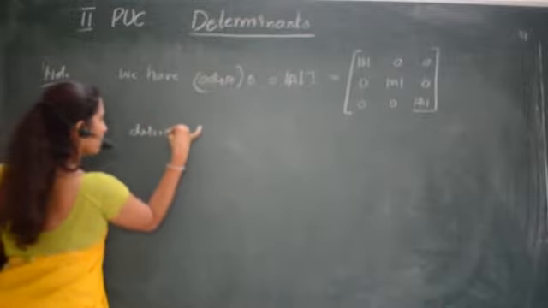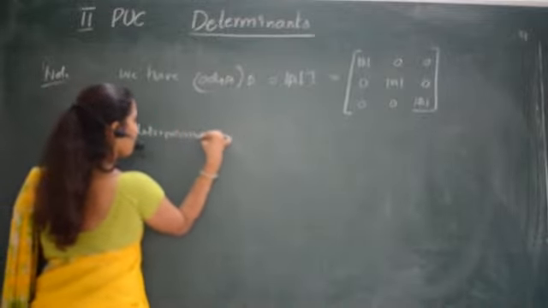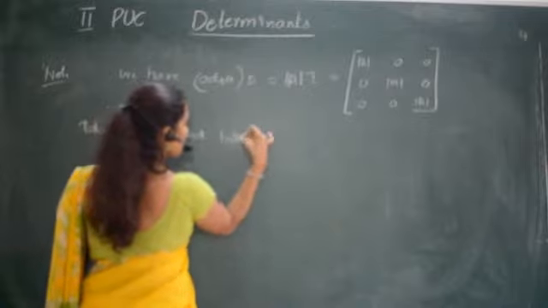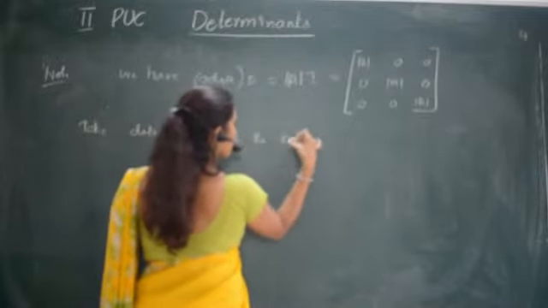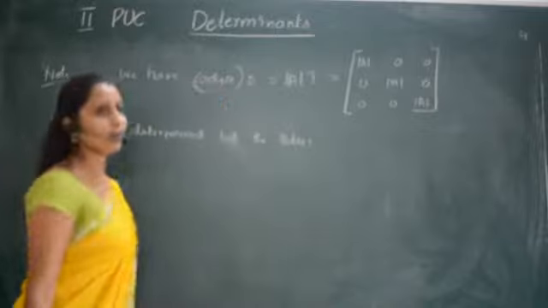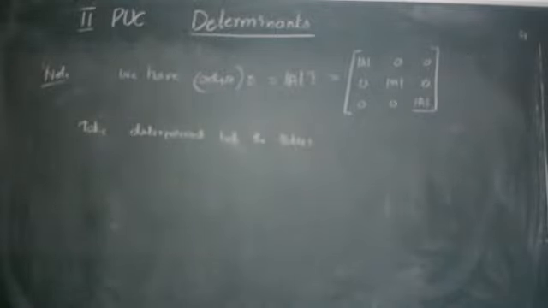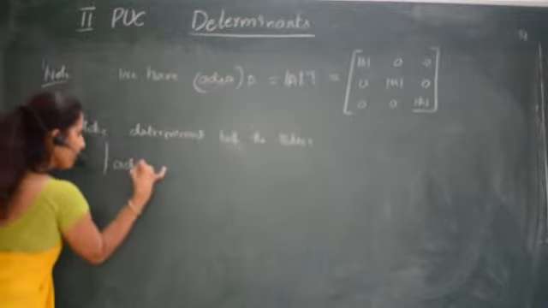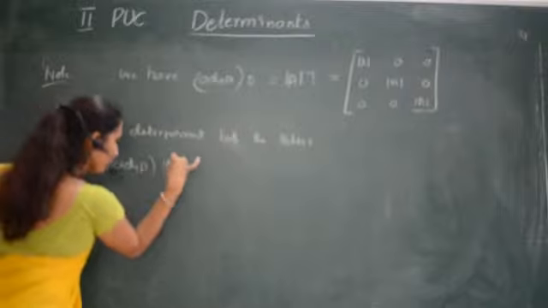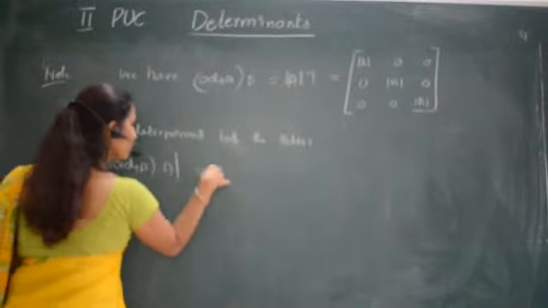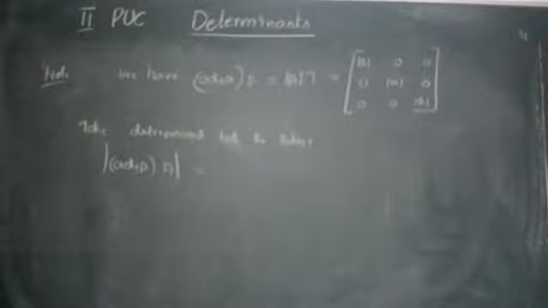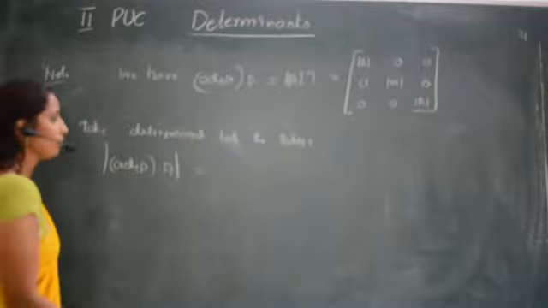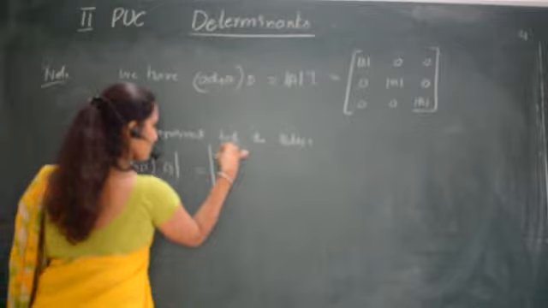Then if I take determinant on both sides, what do we get now? Here I also have to take the determinant of adjoint A into A, which is equal to the determinant of that matrix.